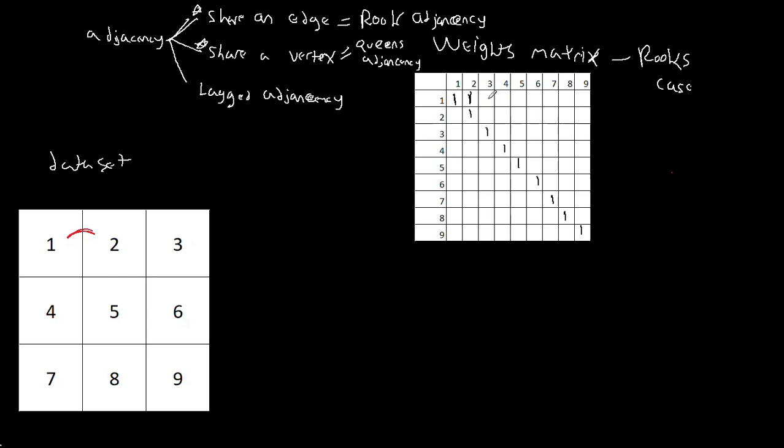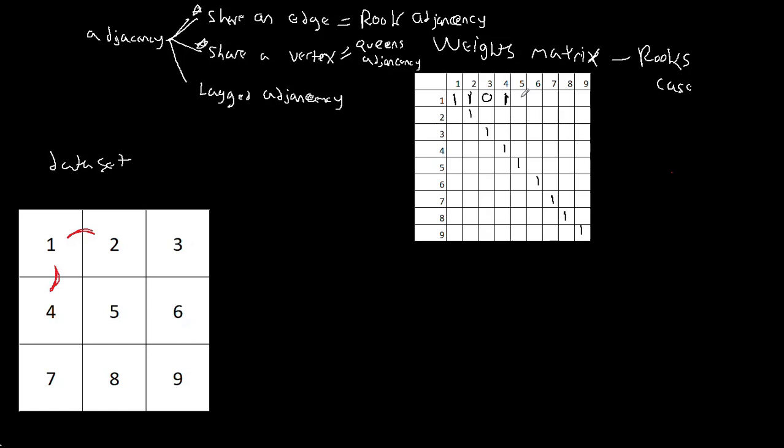What about 1 and 3? Well, we're not dealing with lagged adjacency, so this is going to get a 0. They are not adjacent. There's no scenario where 1 is adjacent to 3 under our Rook adjacency rules. What about 4 and 1? Well, 4 and 1 definitely do share an edge. We've already talked about this a little bit. They share this edge right here, so they would get a 1 as well.